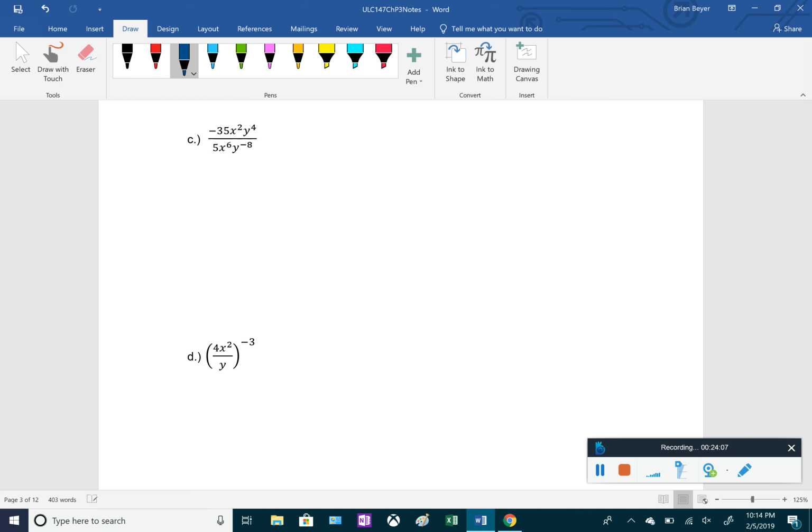Okay, next one. We have a big fraction here, negative 35x squared, y to the 4th, divided by 5x to the 6th, y to the negative 8. So negative 35 over 5 is negative 7. This is going to be that quotient rule, so we have to subtract the exponents. It's going to be x to the 2 minus 6th and y to the 4 minus negative 8. When you're using that quotient rule and you're subtracting the exponents, everything's in the numerator now. So negative 7, x to the negative 4. 4 minus negative 8 is 4 plus 8, so that's to the 12th.